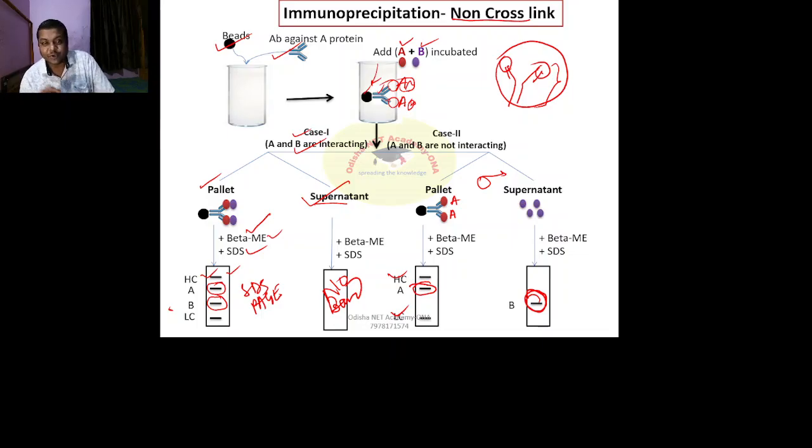Got the idea? With the help of the immunoprecipitation method, with this simple technique, that too non-cross-linked immunoprecipitation, you can detect whether two proteins are interacting or not. So one problem is there. As I told you, this is a non-covalent bond. The attachment is a weak interaction, so there is a chance of detachment during the action of centrifugal force.